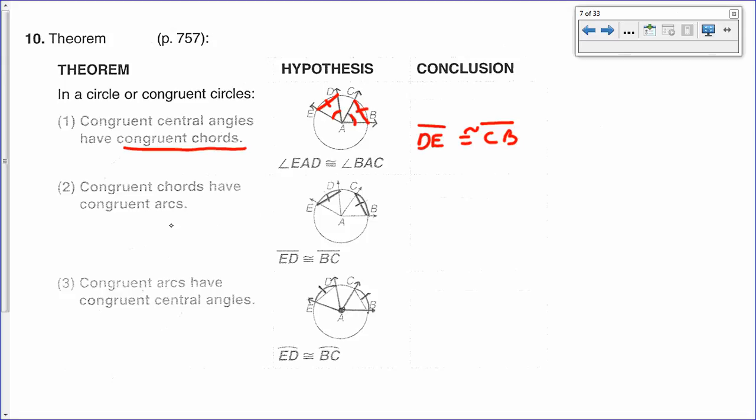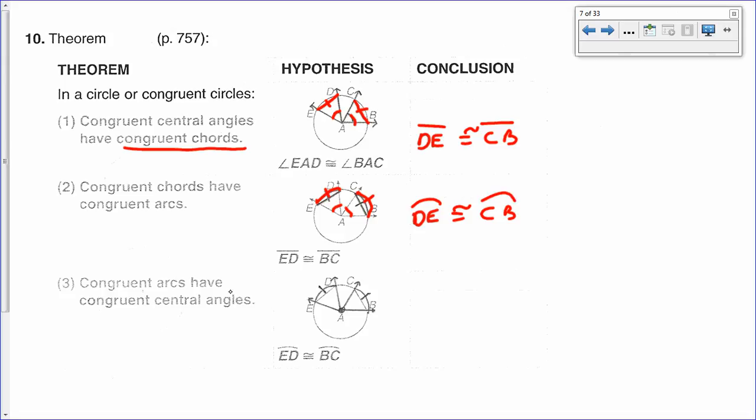Congruent chords have congruent arcs. That's just going backwards. If I know the chords are congruent, I can say that the arcs are congruent. They're talking about the arcs here. So arc DE would be congruent to arc CB. See that? If the space here is congruent, the arcs must be congruent. I put a little arc here: arc DE must be congruent to arc CB.